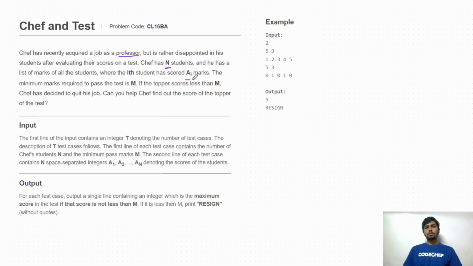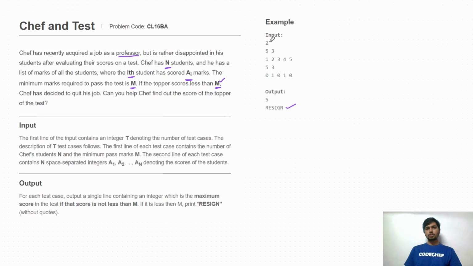So A_i is the marks of the ith student and we have also got M, which is the passing marks of the test. So we need to check if the topper got less than M. If the topper got less than M, then chef will resign his job and we need to print resign in the output. If the topper got marks greater than or equal to M, then we will print the marks of the topper. Okay, so let's understand the input structure.